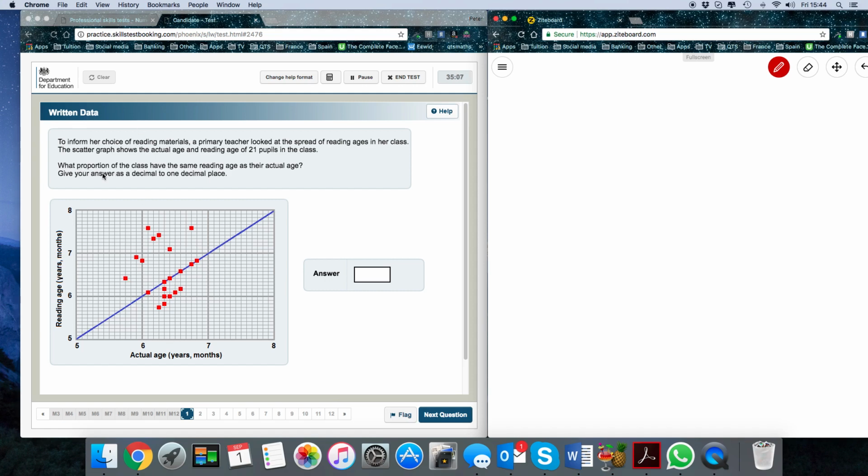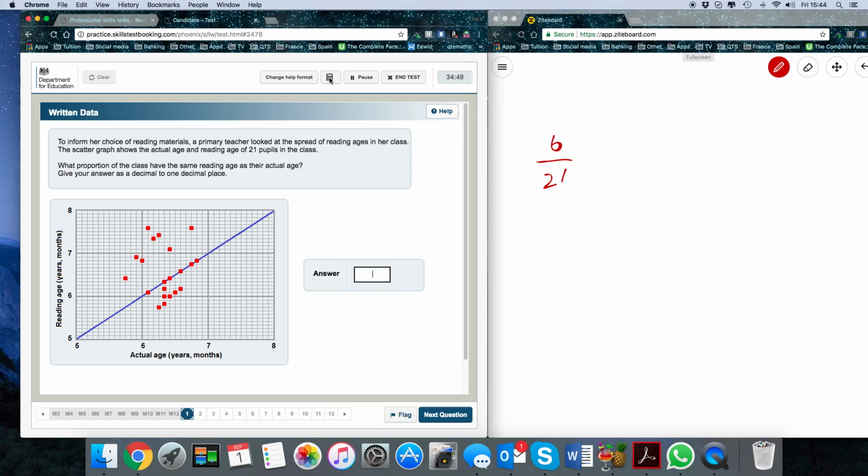Now this particular question wants a proportion. Whenever you see the word proportion, you just need a fraction. How many pupils in total? It tells you up here. So 21 goes on the bottom, and we simply count the 6 dots that are on the blue line, and we put 6 over 21.